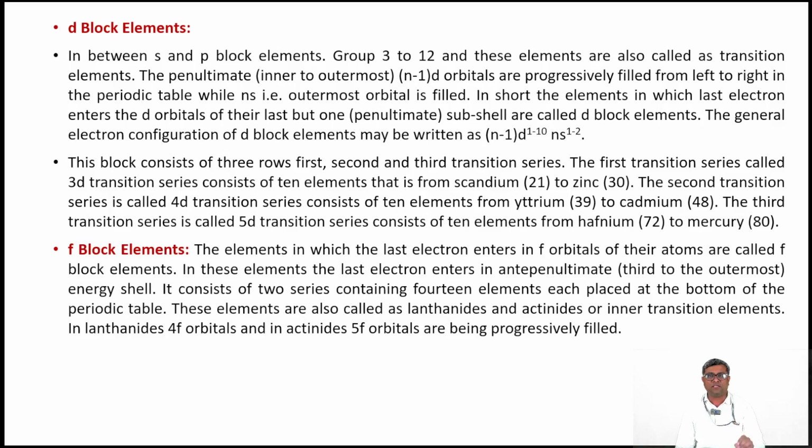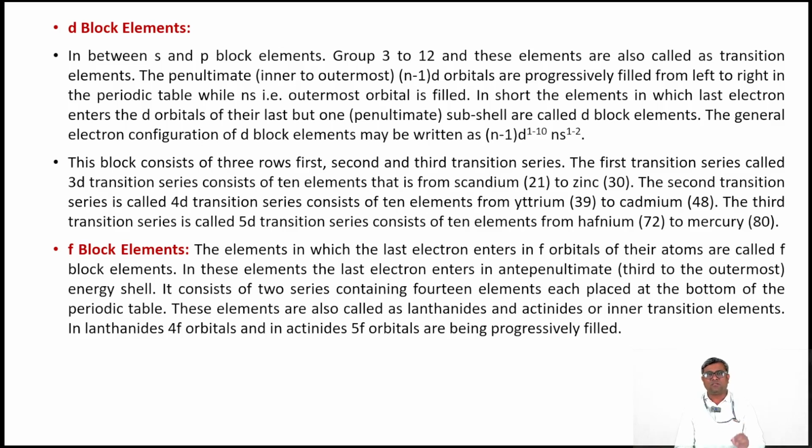In short, D block elements are elements in which the last electron enters the d orbital of their last but one, penultimate shell. In short, the elements included in the D block have the last but one shell progressively filled, and that last but one shell is called the penultimate shell. Such elements are called D block elements. The general electronic configuration for d block elements can be written as (n-1) d1 to 10 ns1 to 2.